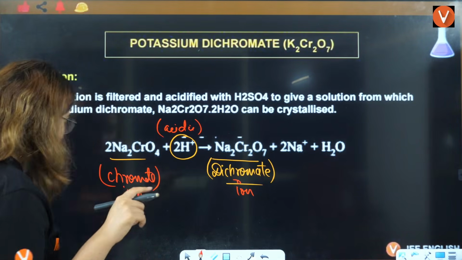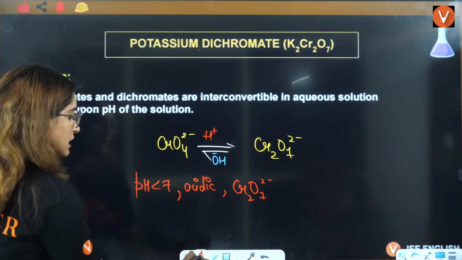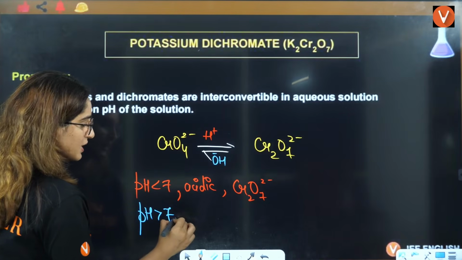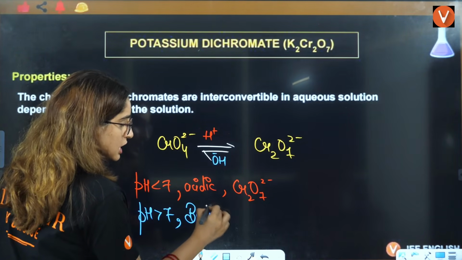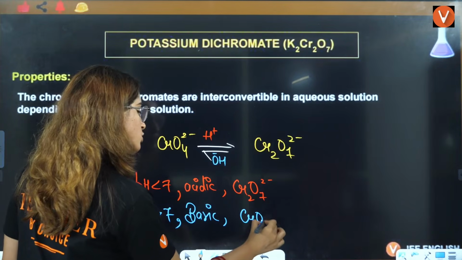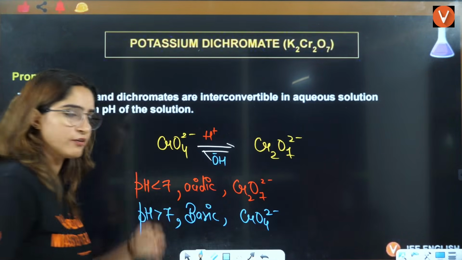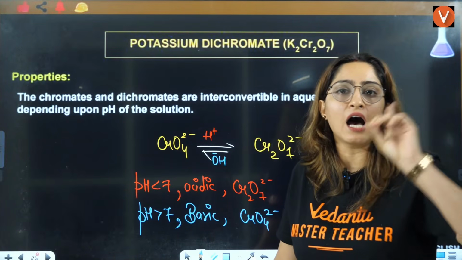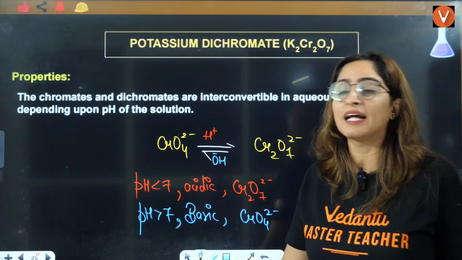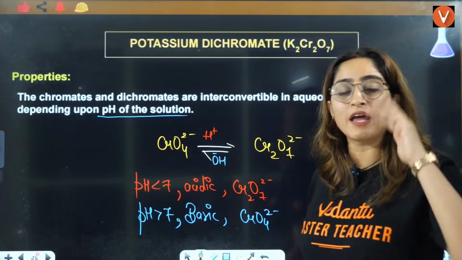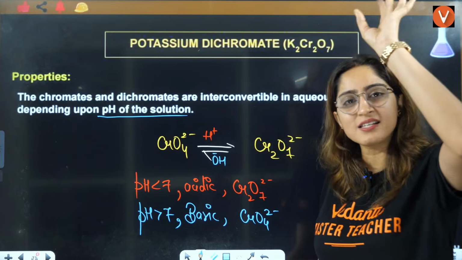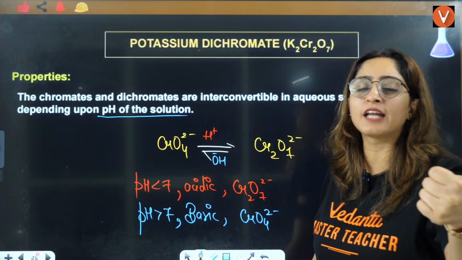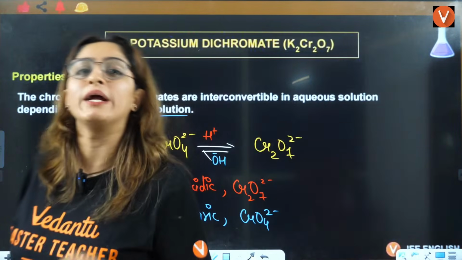In basic medium, let's say pH is greater than 7, this is a very, very important question, guys. If pH is greater than 7, it is basic. Then in that case, you will have the existence of CrO4 2 negative. It's a very important point based on which they ask questions, that it is pH sensitive. Just remember, in acidic medium you have dichromate, in basic medium you will have chromate ion existence.